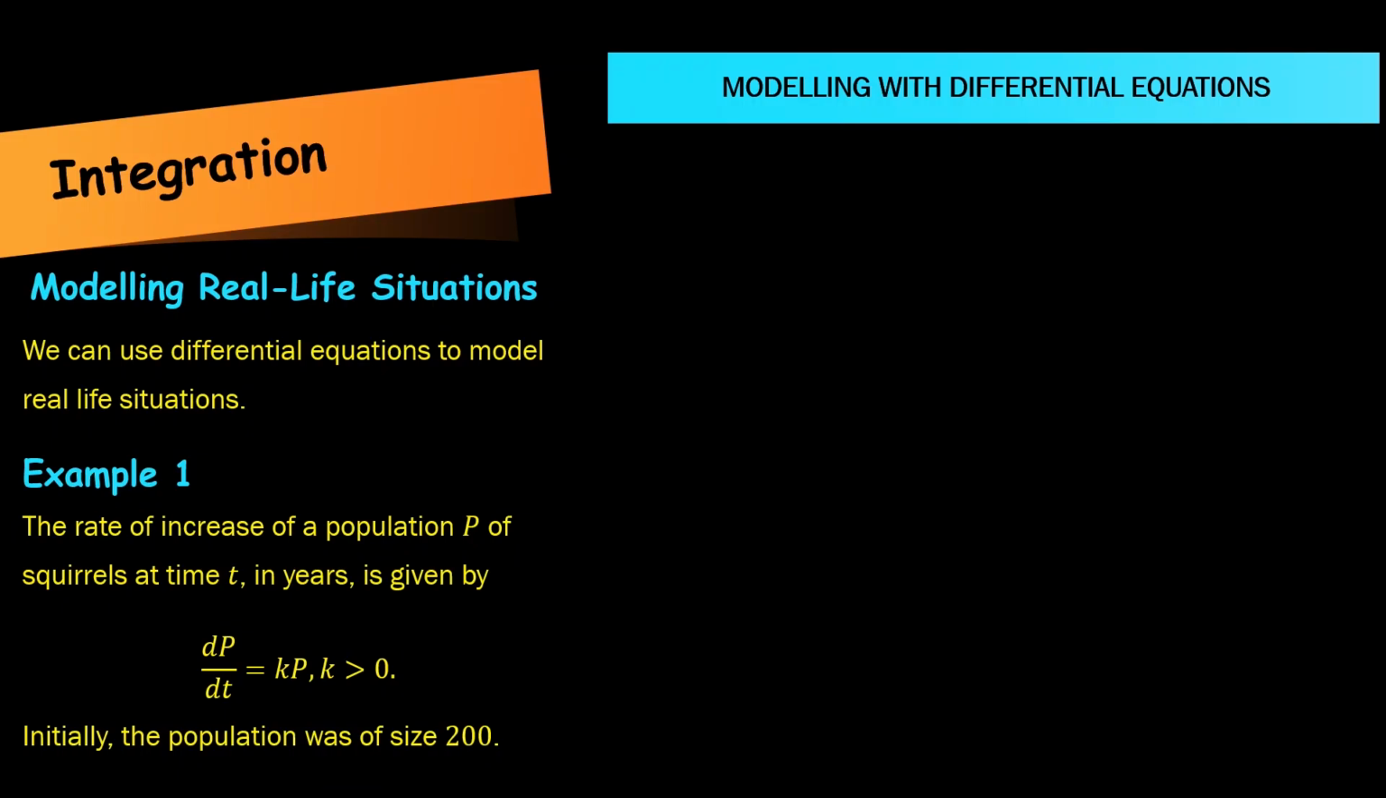The rate of increase of a population P of squirrels at time t in years is given by dP/dt equals k times P, where k is greater than 0. Initially, the population was of size 200.